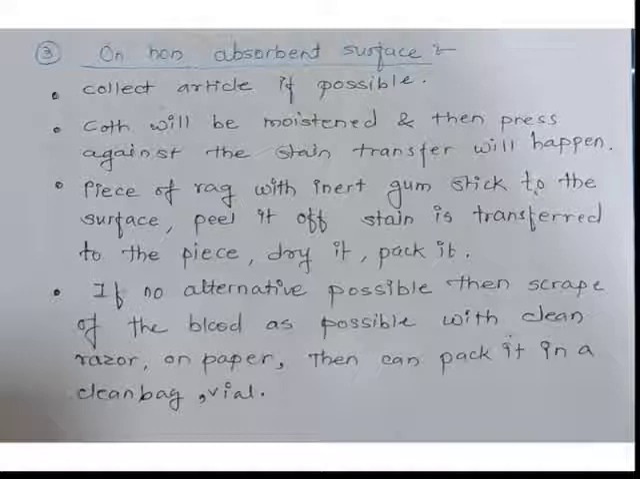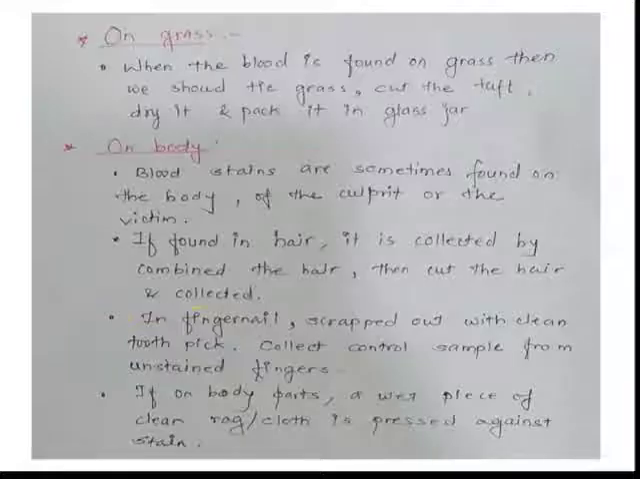Then if no alternative is possible, scrape off the blood as much as possible with a clean razor onto paper, then it can be packed in a clean bag or vial. Then on the grass, we can get blood traces on the grass also. When blood is found on the grass, we should tie the grass, cut the tuft, then dry it and pack it in a glass jar.